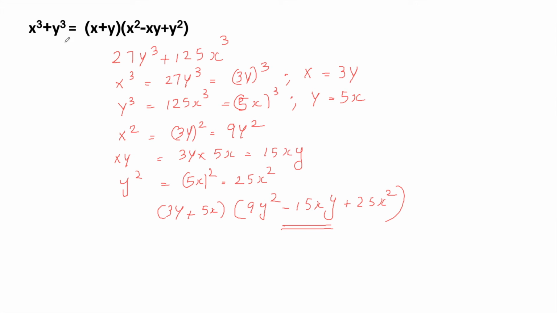Okay, so first identify this is in the form of x cube plus y cube. Then just substitute x plus y into x square minus xy plus y square. For that, you should find out x and y, then x square, xy, y square, and substitute. Write like this. This is the factorization method for this kind of cubic polynomial.